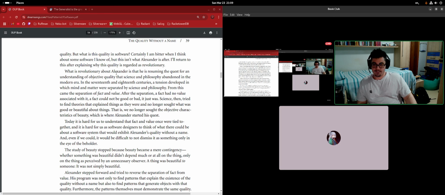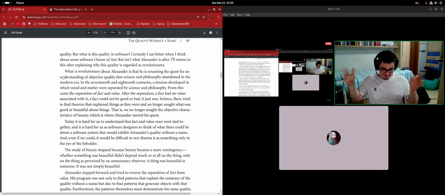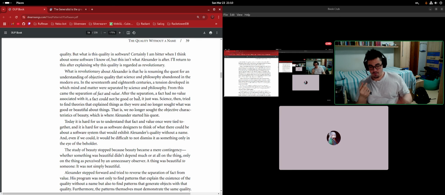What is revolutionary about Alexander is that he's resuming the quest for an understanding of objective quality that science and philosophy abandoned in the modern era. In the 17th and 18th centuries, a tension developed in which mind and matter were separated by science and philosophy. Magetta will have tons and tons of things to say about this. From this came the separation of fact and value. After the separation, a fact had no value associated with it. A fact could not be good or bad, it just was. Science then tried to find theories that explain things as they were, and no longer sought what was good or beautiful about things. That is, we no longer sought the objective characteristics of beauty, which is what we are looking for now.